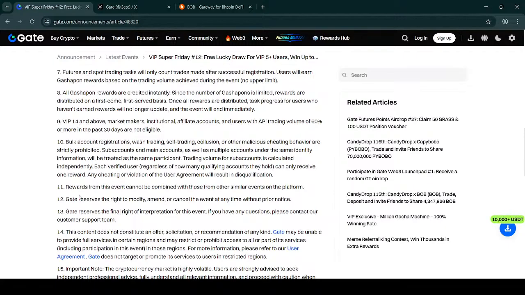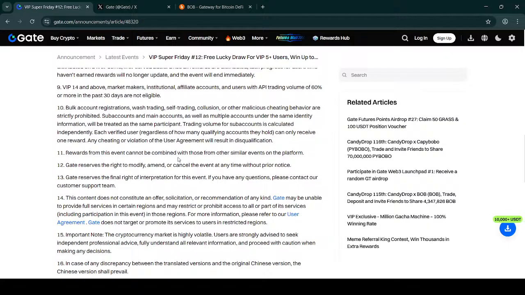Guys, disqualification. So rewards for the event cannot be combined with those from other similar events on the platform. Gate reserves the right to modify the amount and cancel the event at any time without prior notice, guys. So Gate reserves the final right of interpretation for the event. If you have any questions, please contact our customer support.